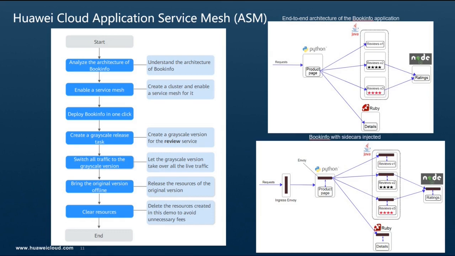The reviews service has three versions. The V1 version does not call the ratings service. The V2 version calls the ratings service and uses 1 to 5 black stars to show ratings. And the V3 version calls the ratings service and uses 1 to 5 red stars to show ratings. To demonstrate traffic switching between grayscale versions, this section takes V2 rating with black stars and V3 rating with red stars of the reviews service as an example.